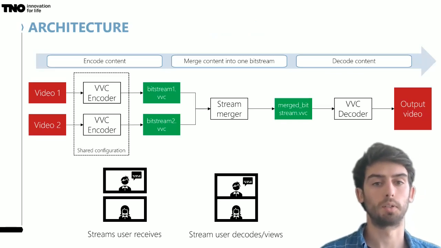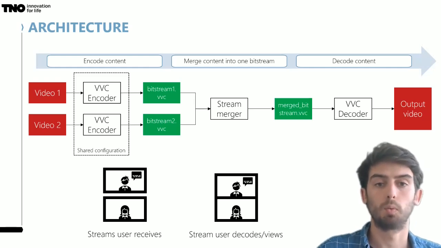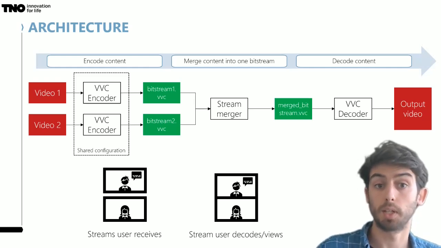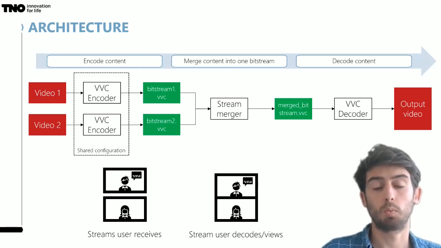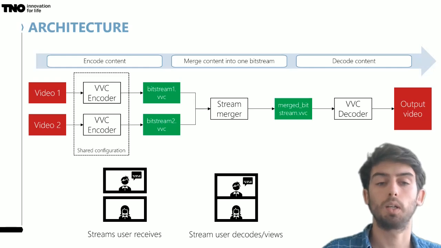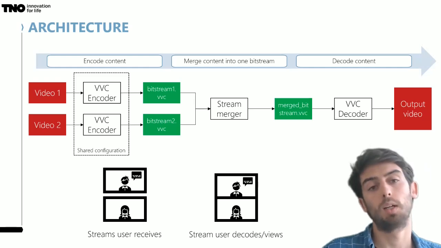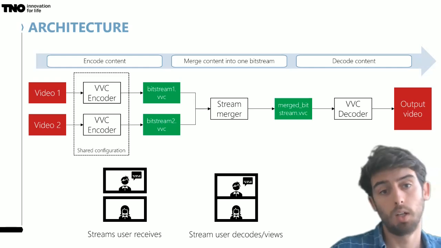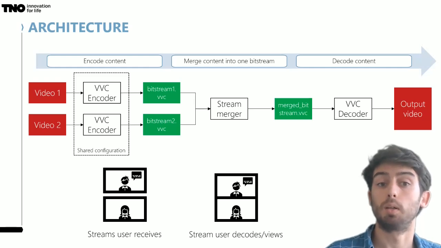So let's take a look at the architecture. We start by encoding the content, then we merge bitstreams, and then we decode the content in one decoder. So what we do is we take two raw files, run them through the VVC encoder, two VVC encoders to be precise, and we do this with a shared config file. Then, with the two bitstreams, we put them through a stream merger, and we get as an output one merged bitstream. This merged bitstream can then go into the decoder, and the decoder will output one video. So you can imagine, as you can see here, a client receiving two video streams, and the output of the decoder actually only being one video.